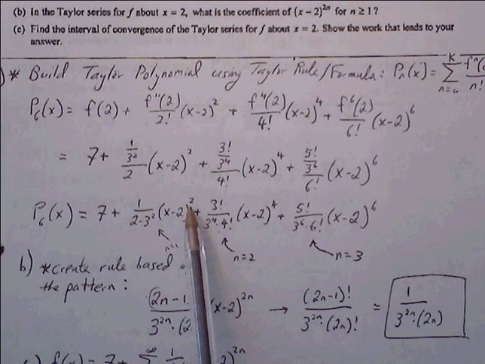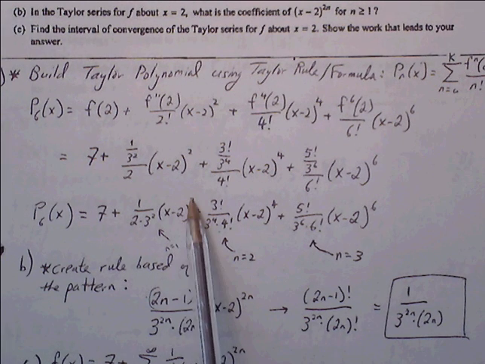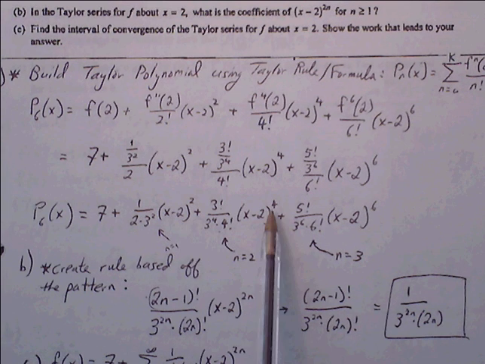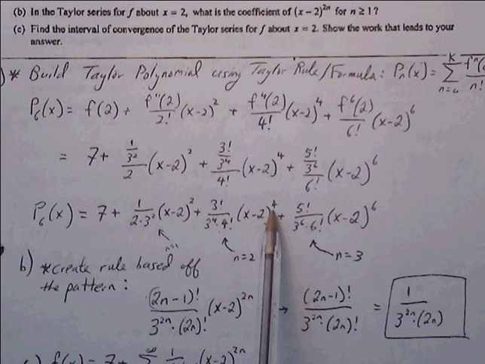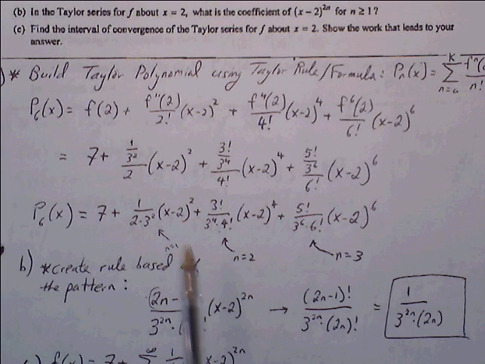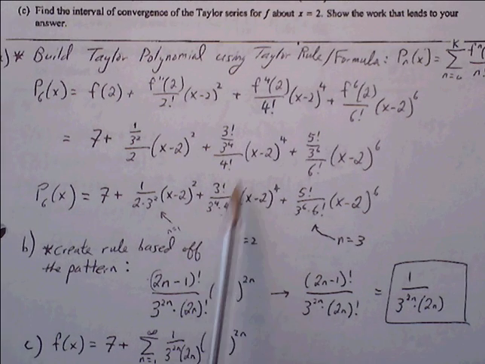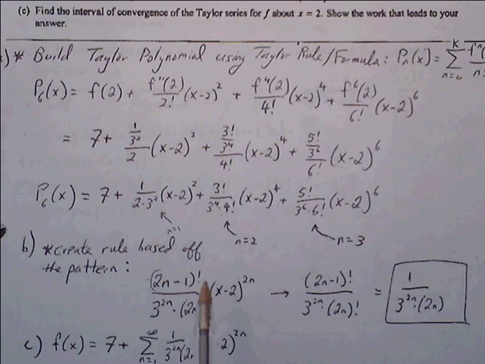Now they're telling us that the exponent above the x will just be 2n. So if this is 2n, then 1 times 2 will be 2. That makes sense. If this is 2n, then 2 times 2 will be 4. If this is 2n, then 2 times 3 will be 6. So we just need to work with these coefficients to make sure that our patterns will match.